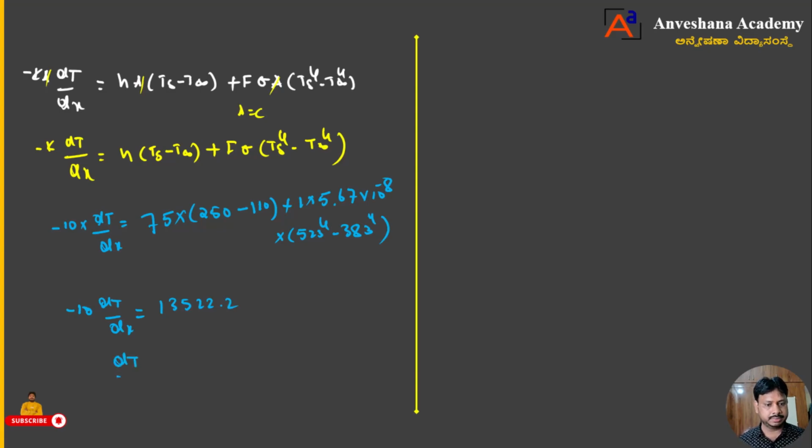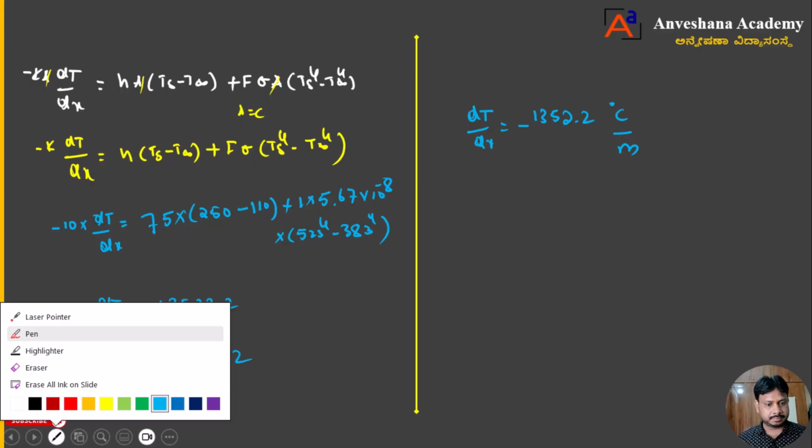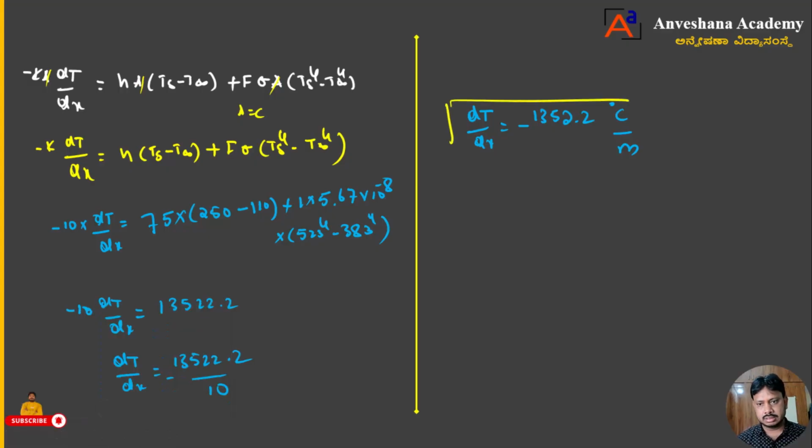Now I can write dT by dx is equal to, taking this 10 to this side, 13,522.2 divided by minus 10. So dT by dx is equal to minus 1352.2. dT is in degrees Celsius and dx is in meters. Hence the final answer is minus 1352 degrees Celsius per meter, the temperature gradient, dear students.